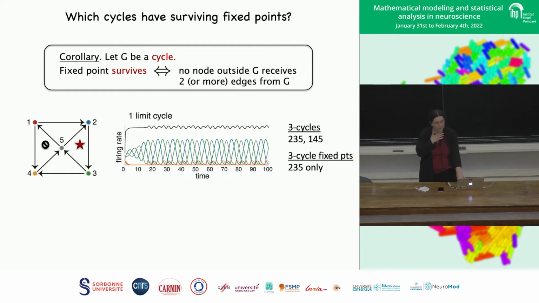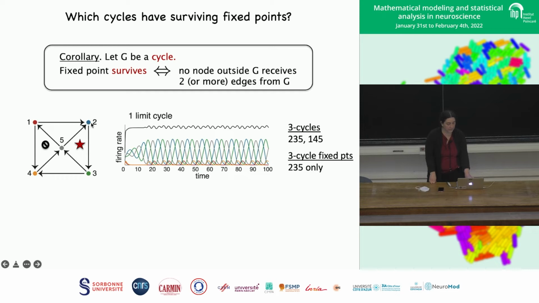So from this theorem, I can already answer a question you might have had earlier when you looked at this example. We have this nice limit cycle corresponding to the 2, 3, 5 3-cycle in the graph, but there's another 3-cycle in the graph, 1, 4, 5, and there's no corresponding limit cycle for that one. What's different? What's different is that one of them has a surviving fixed point, the other one does not. So there's an unstable fixed point associated to 2, 3, 5, which is kind of at the heart of this dynamic attractor of the limit cycle. It kind of goes around it.